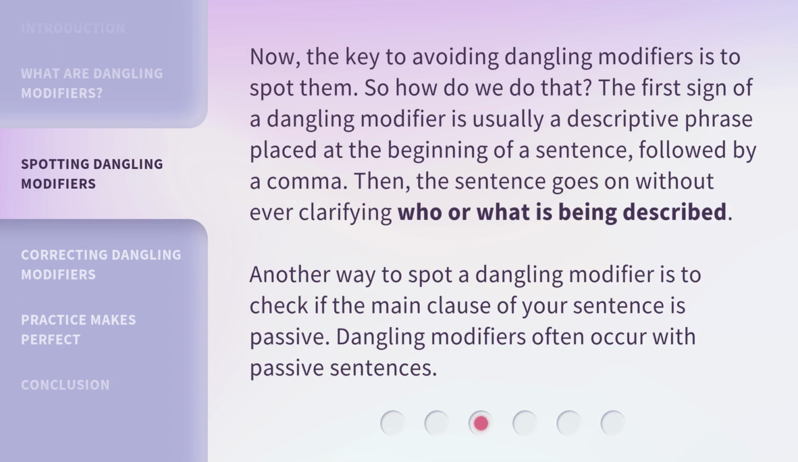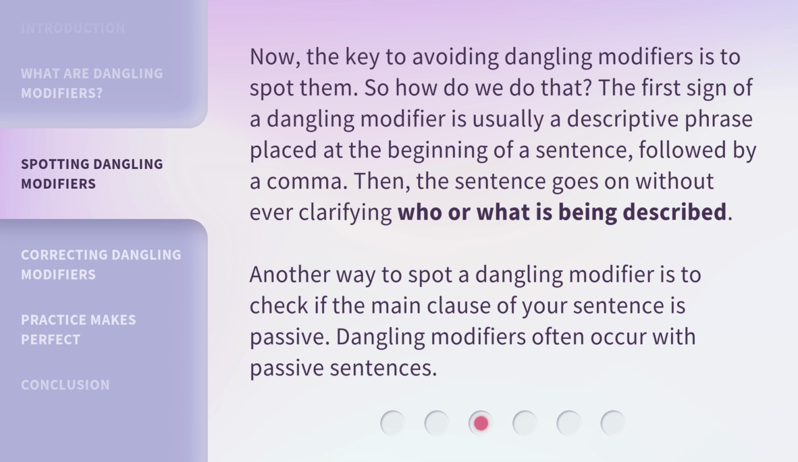Now, the key to avoiding dangling modifiers is to spot them. So how do we do that? The first sign of a dangling modifier is usually a descriptive phrase placed at the beginning of a sentence, followed by a comma. Then, the sentence goes on without ever clarifying who or what is being described.